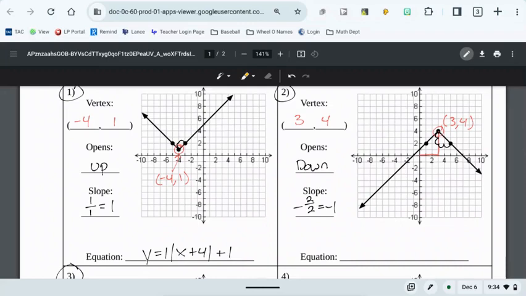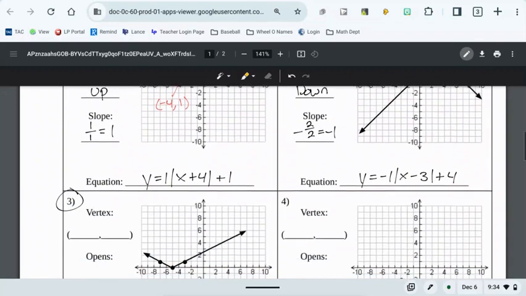Now we're going to go ahead and write our equation, which is y equals a, which is our slope, -1, times the absolute value of x. And then we're going to do the opposite of our x value for our vertex. So 3 turns to -3, absolute value. And then we're going to write down whatever our y value is for k. So +4. Okay, let's go ahead and try the next one.